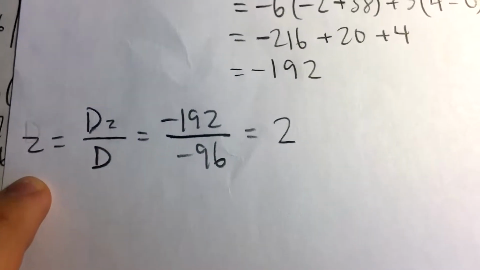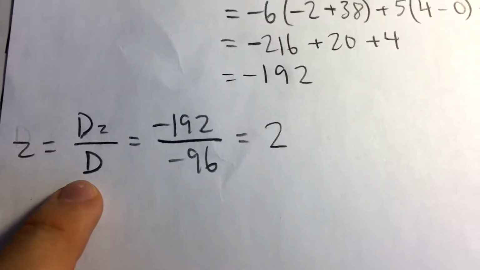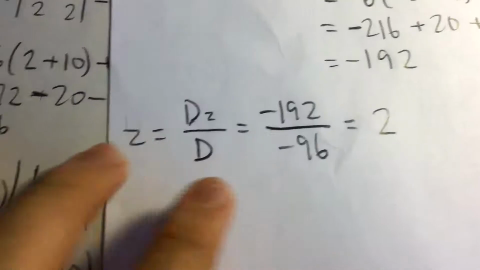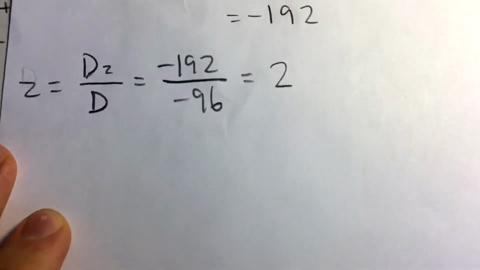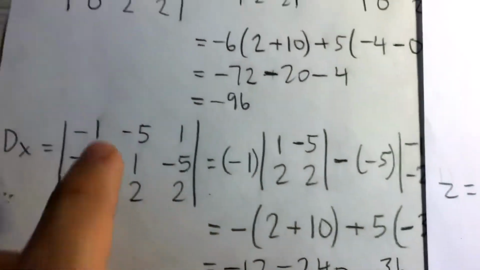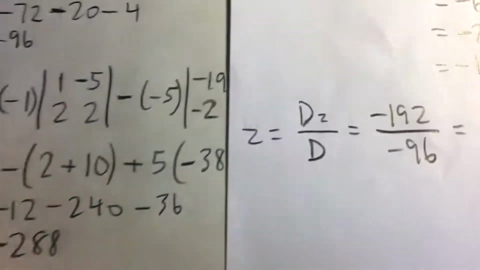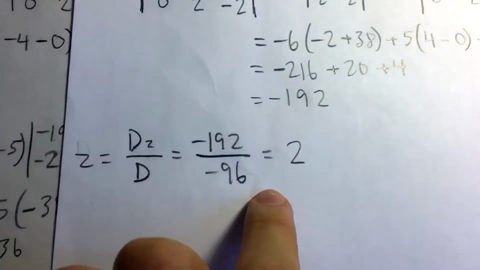And so finally our z variable is dz over d, which is negative 192 over negative 96, which is positive 2. And so those are all three of the variables. X, which is 3, y, which is negative 3, and z, which is 2.